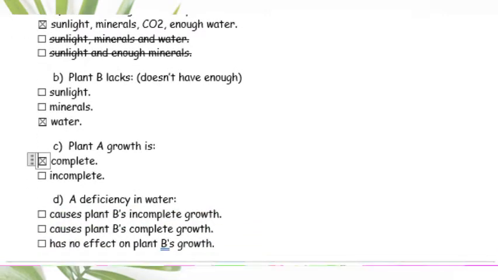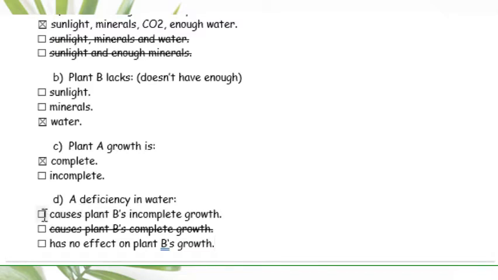A deficiency in water causes. So didn't we say that plant B lacks water? Plant B doesn't have enough water. So what happened to plant B because of that? We didn't give plant B enough water, so what happened to it? Plant B has an incomplete growth. Plant B has a complete growth. No, I'm gonna cross this one because we noticed that plant B isn't growing in a healthy way and it is growing so slowly, so I crossed this one. It has no effect on plant B's growth. What do you think?